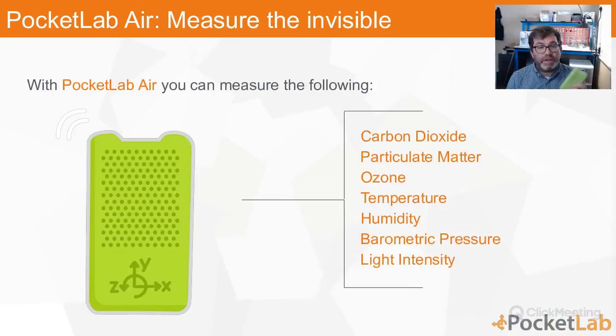And specifically, PocketLab Air. With PocketLab Air, you can measure the following things. You can measure carbon dioxide, you can measure particulate matter, ozone, temperature, humidity, barometric pressure, light intensity. So you can measure a whole host of different things with your PocketLab Air to go out and do these sort of climate, environmental science, air quality experiments.